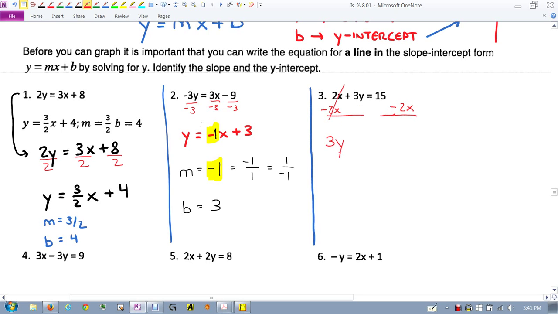I just get 3y. On the right side, I cannot put these together, right? They're not like terms. So I'll just write it in what we call descending order. I put the x term before the constant. So -2x was here, then I had a positive 15. And then to get y by itself, divide both sides by 3 at this point. Everything gets divided by 3. y is -2/3 x plus 5.